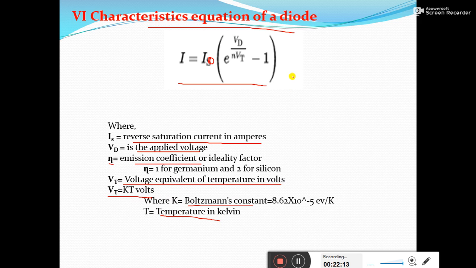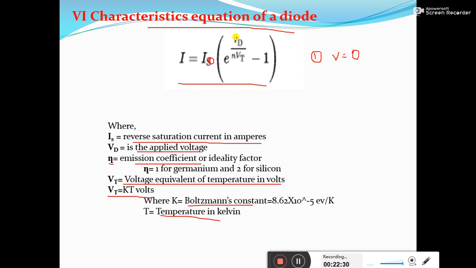We consider the 3 cases to check whether it is correct or not. First case, whenever it is unbiased. Unbiased means we apply V equal to 0. We don't apply any potential here. Vd will be equal to 0.